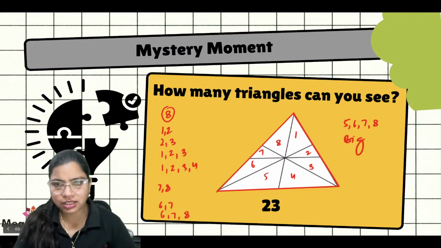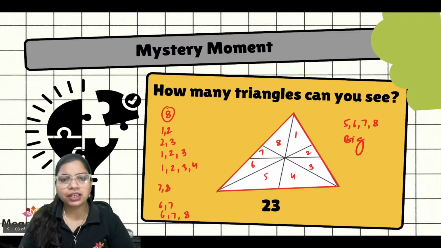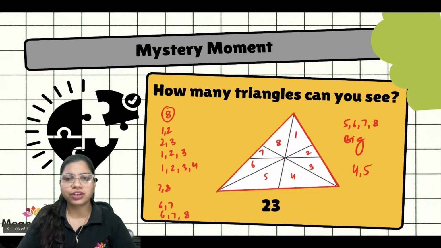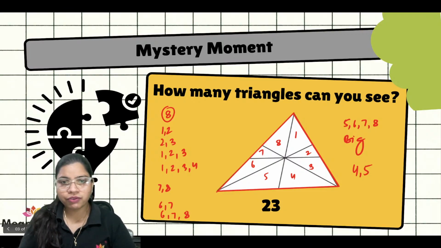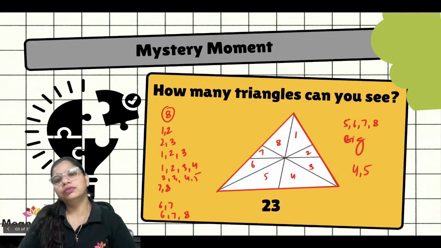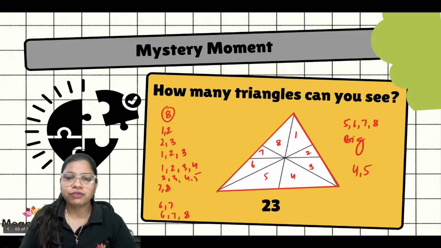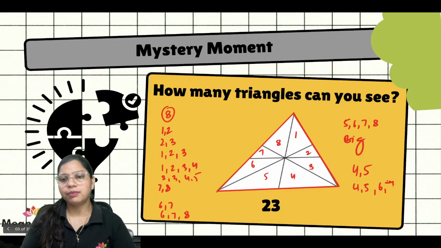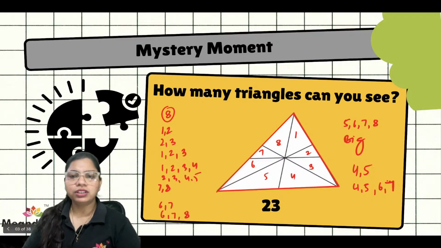Let's see what we are missing. Oh, 4, 5 are making a triangle. Did we write this 4 and 5? 4 and 5 are making a triangle. Even 2, 3, 4, 5. Did we write anywhere? 2, 3, 4, 5 are making a triangle. Similarly, 4, 5, 6, 7 are making a triangle. 6, 7 are making a triangle. Shall we count? They are saying 23.